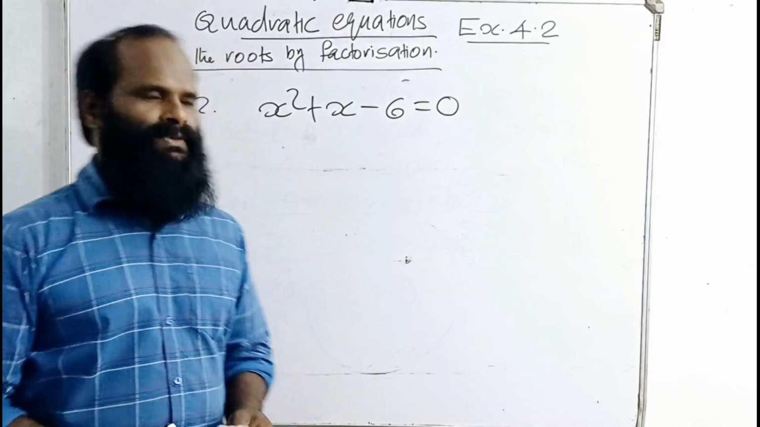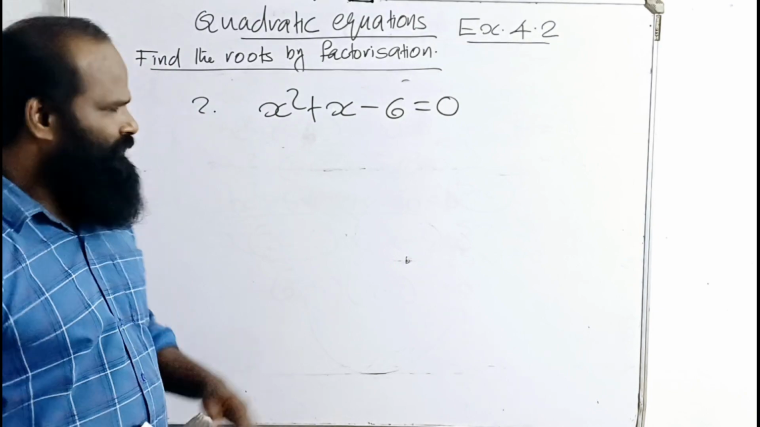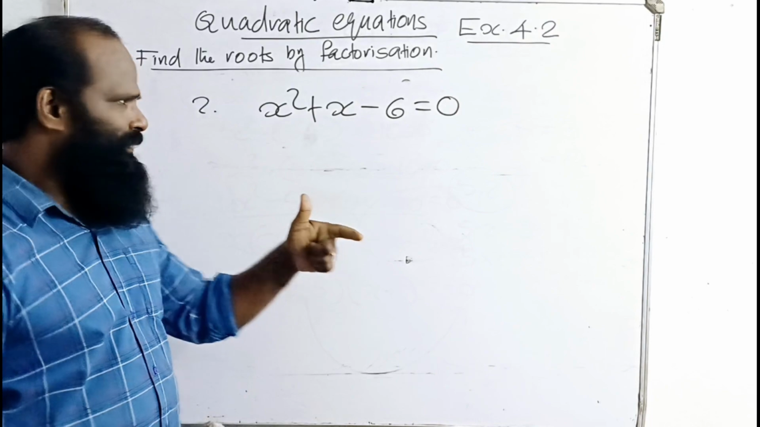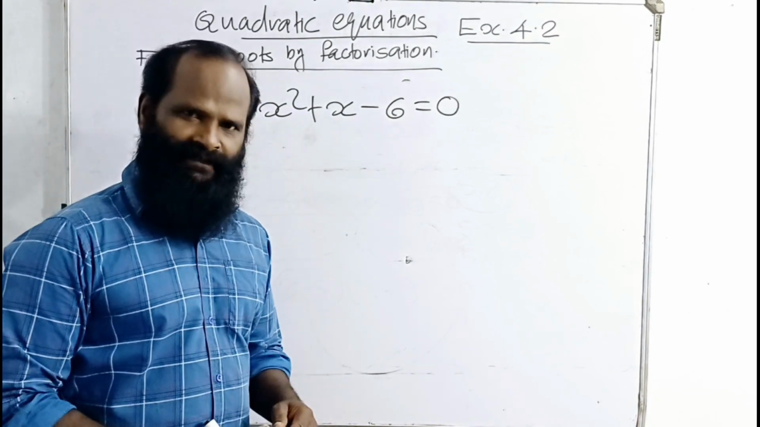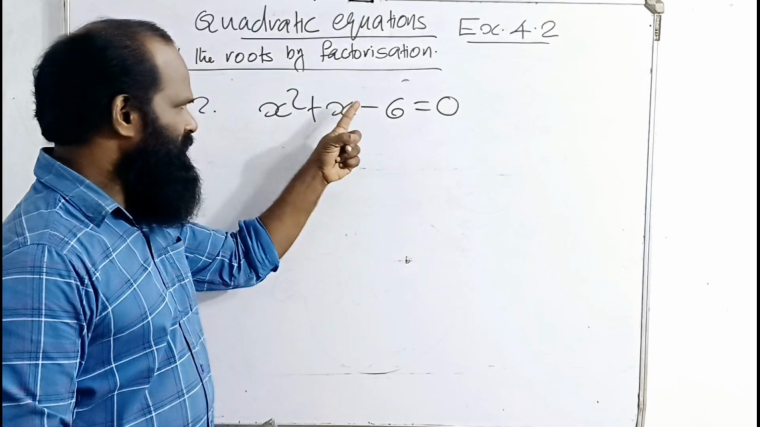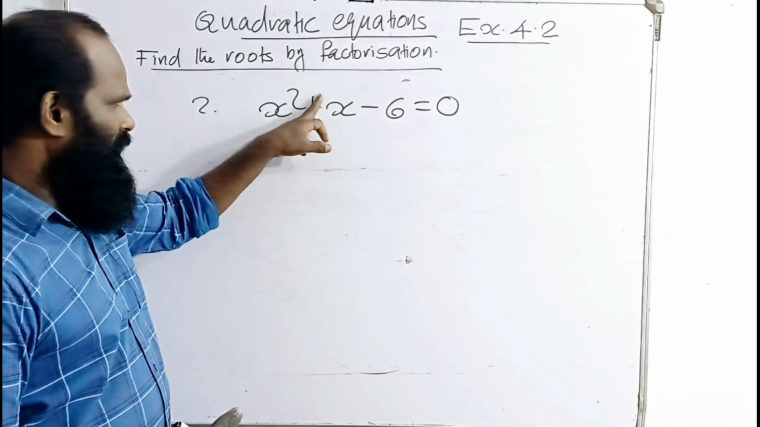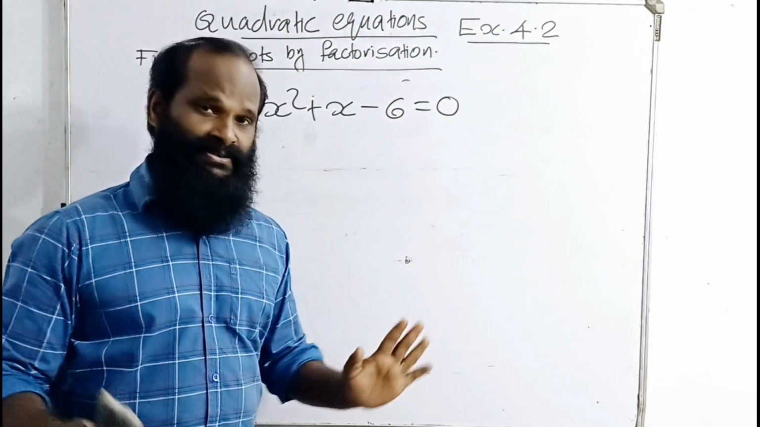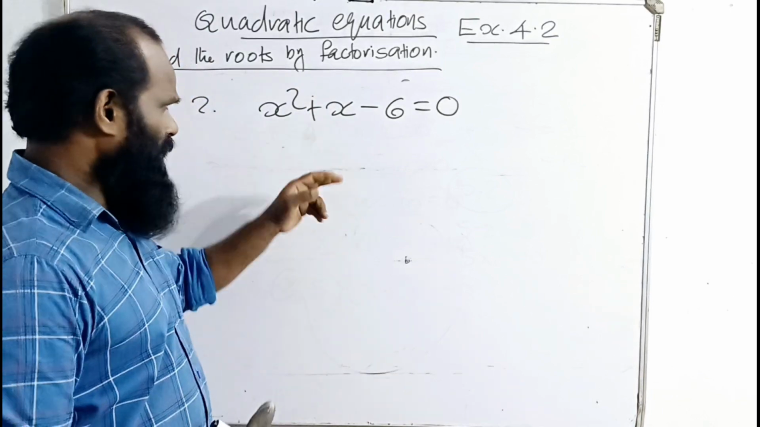First step, identification of the coefficient of x square. X square, 1. Step number 1 is over. Second step, go to the last sign. The sign before constant, negative. Now third step, think of two numbers, subtract them to get the coefficient of the middle term. Of course, no number is linear as the coefficient of x. That means coefficient of x is 1.